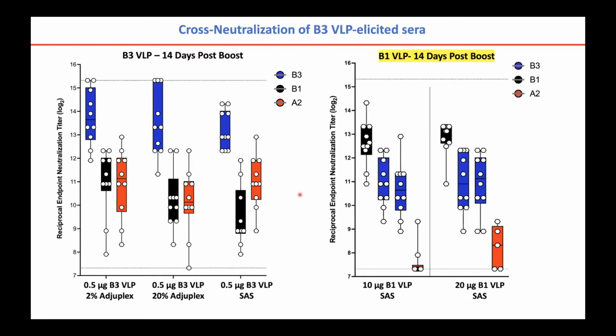This was different than what we saw from the previous study, where we saw a strong homologous response against the B1 subclade virus with the B1 immunogens. We saw a 4 to 6-fold hit against the B3 subclade viruses, and then a poor 20 to 40-fold decrease against the A2 subclade virus. So this is definitely a different pattern that we're seeing with the B3 immunogens. This isn't due to the adjuvant that's used, as the SAS controls here also show this difference between B1 and B3.